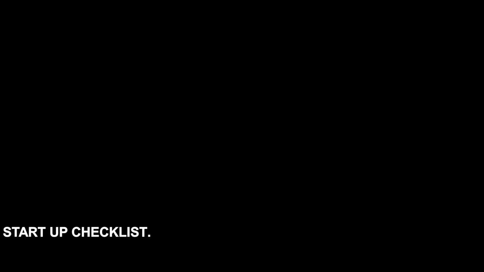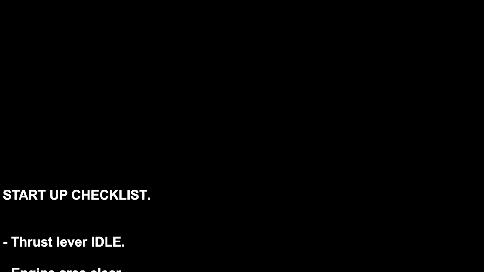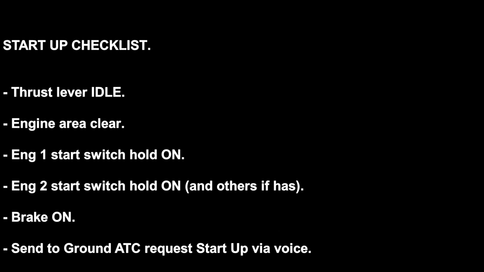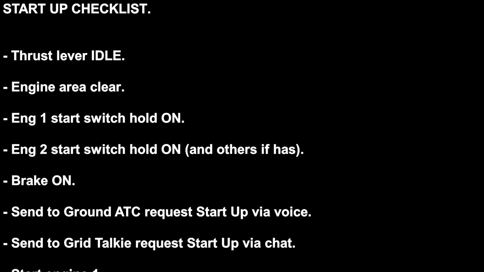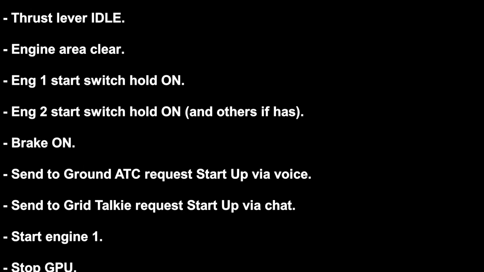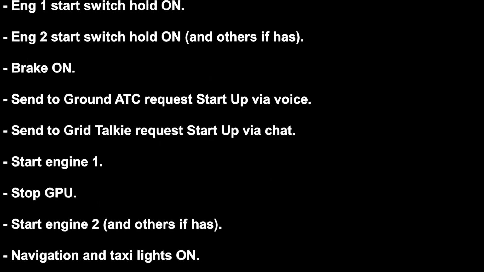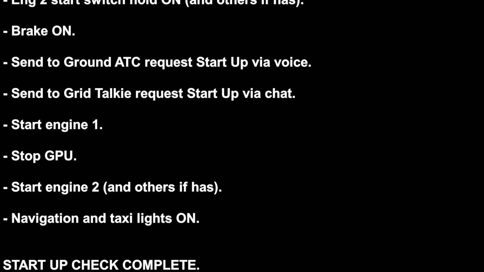Start up checklist. Thrust lever idle. Engine area clear. Engine 1 start switch hold on. Engine 2 start switch hold on, and others if has. Brake on. Send to ground ATC request start up via voice. Send to grid talkie request start up via chat.